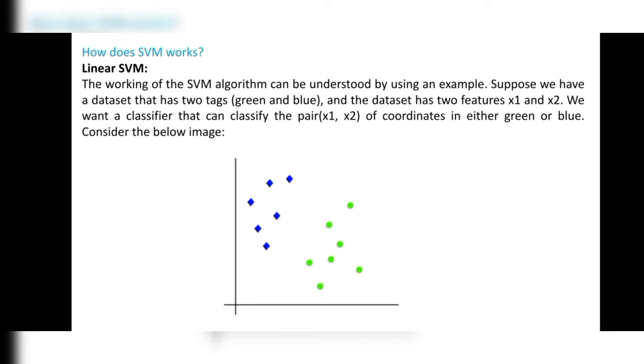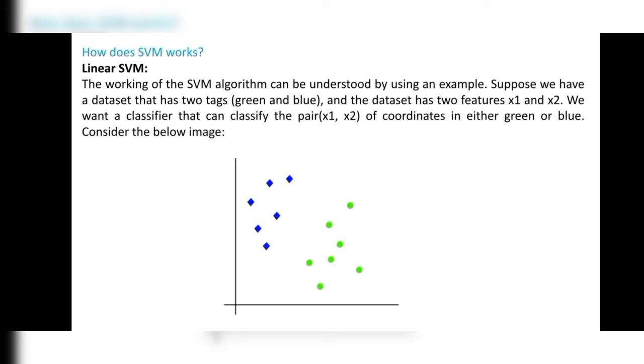First we'll see in this video about linear SVM. The working of the SVM algorithm can be understood by using an example. Suppose we have a data set that has two tags, green and blue, and the data set has two features, that is x1 and x2. We want to classify the pair x1, x2 of coordinates as either green or blue.